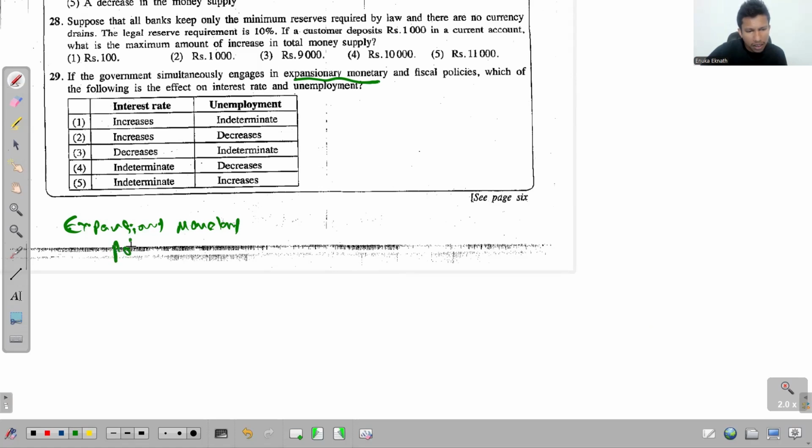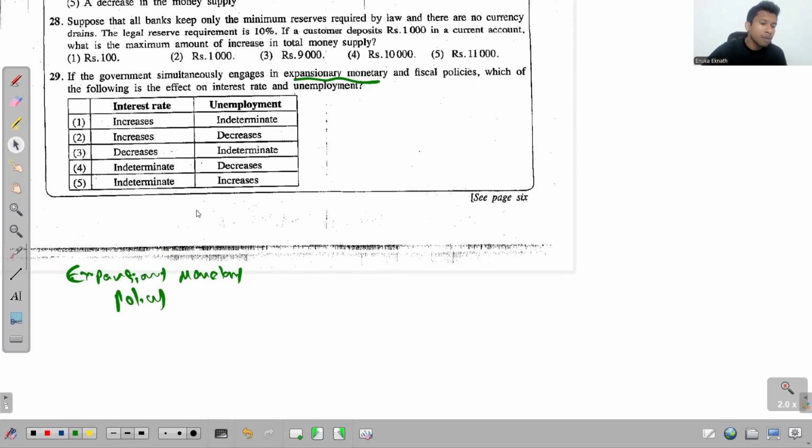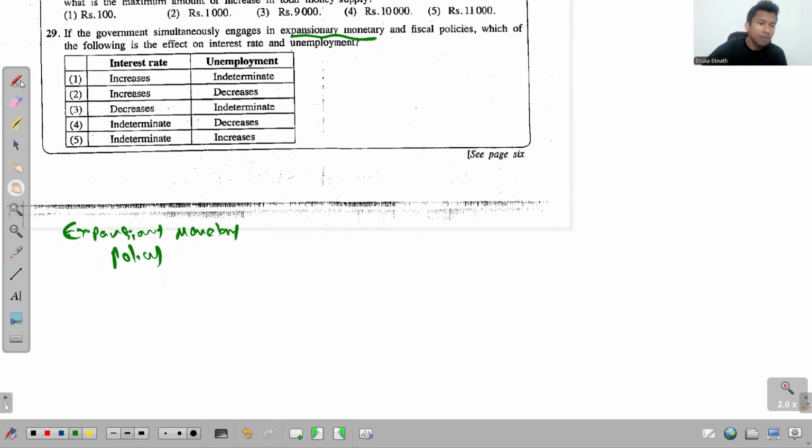Expansionary monetary policy. If the monetary policy is expansionary in nature, what will happen? Normally we say money supply will increase. How? By reducing the interest rates. So let me write first one. Interest rate will decrease. When interest rate is decreased, money supply increases. So this is the typical expansionary monetary policy.